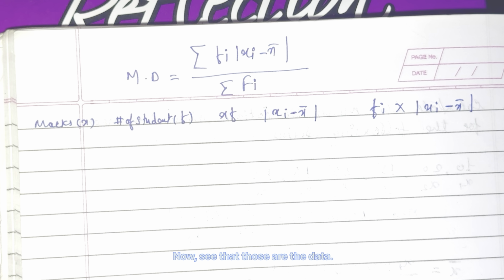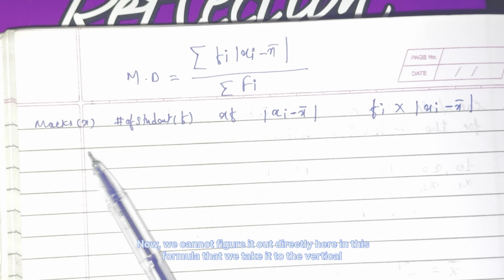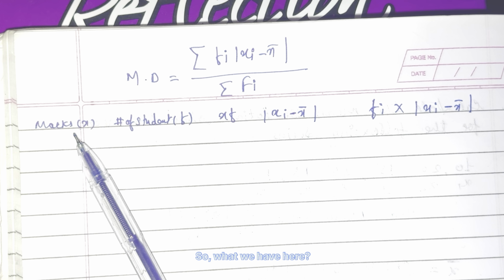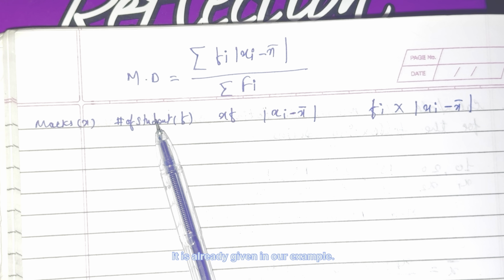Now see that this is the data. We cannot use it directly in this formula, so we take it to the vertical form of the table. So what we have here, marks and number of students, is already given in our example.